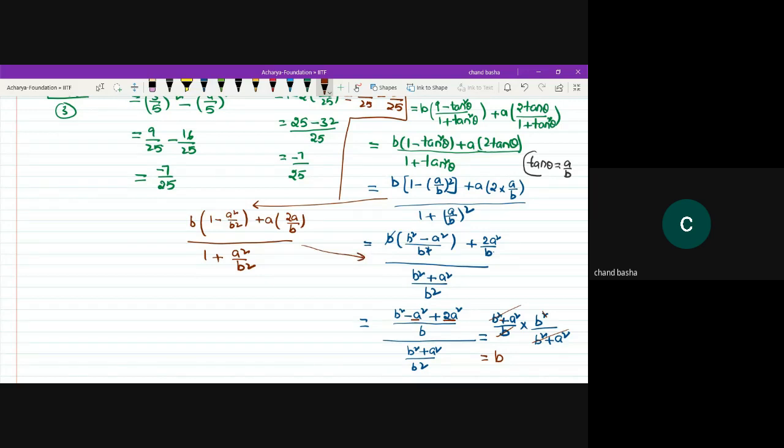b is already outside: b square minus a square by b square. So this b and 1b cancel. And 2a into a means 2a square divided by b. Take the LCM as b from the numerator. In the denominator, b square is there, LCM b square plus a square by b square. Again, these two are like terms. 2 minus 1 means it is just a square. Okay, sir.